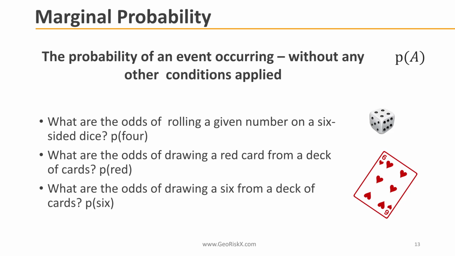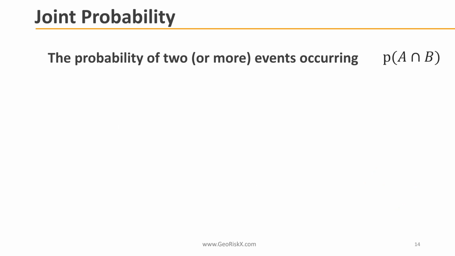Now, let's add one little piece of complexity here, and that next step of complexity is what we call joint probability. So what's the probability of two or more events occurring? What's the probability of A and B occurring?